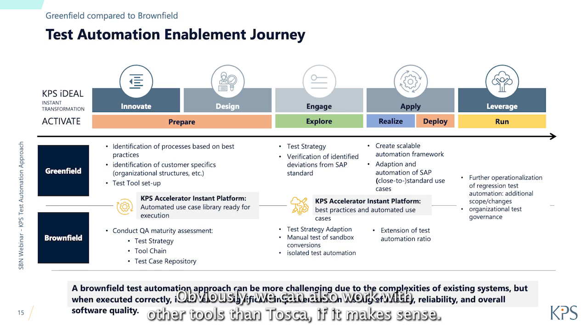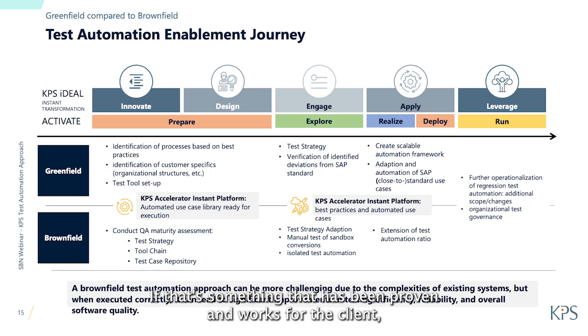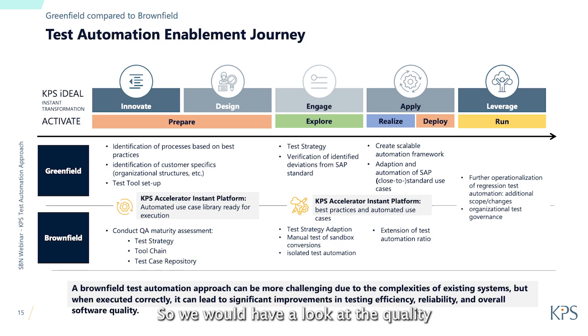Obviously, we can also work with other tools than Tosca if it makes sense, if that's something that has been proven and works for the client. We also use other tools, and we also have a look at the test case repository. Often there are already test cases available, so we would look at the quality of the test cases, and also how much is there. Do we have a full set? Do we have a modular approach that has been used for our test cases, so we can continue working with that? So that's all in the preparation phase.